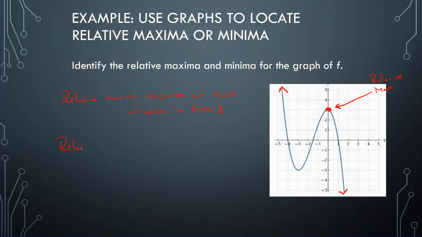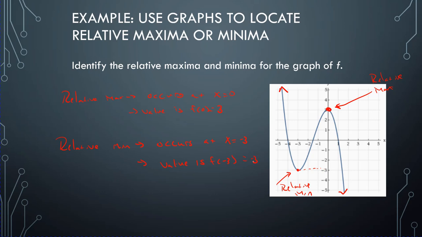Let's talk about relative min here. Where's there a valley? Look, it's right here. This is the relative min. So we have a relative min that occurs at the x value x is equal to -3. And the relative min value is f of -3. So f of -3 is actually the value -3. It just worked out that way.